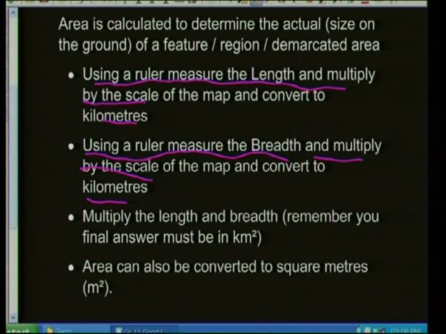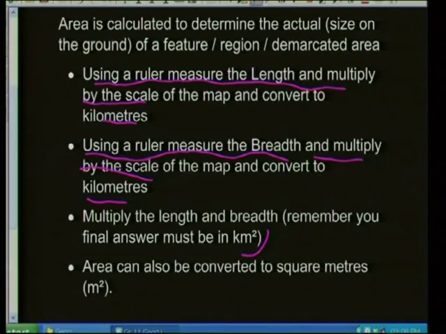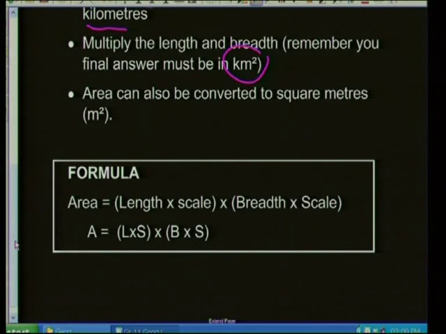Now, obviously after that you multiply the length and the breadth. So you'd get your answer in kilometers squared or meters squared, depending on the unit. Let's look at an example. The formula then is length times scale times breadth times scale.